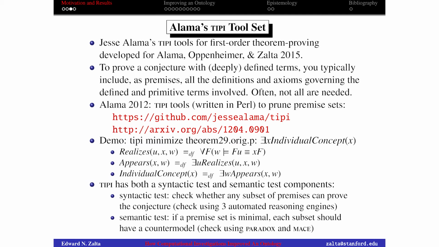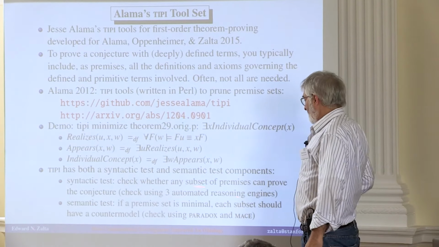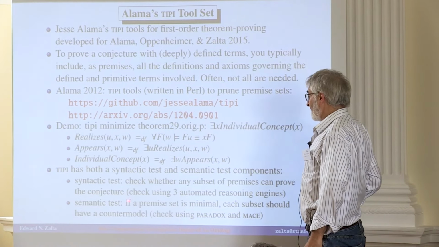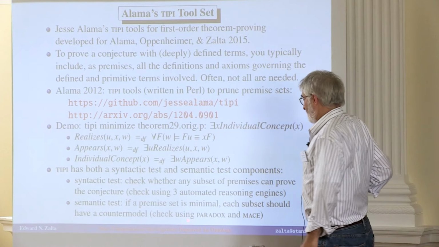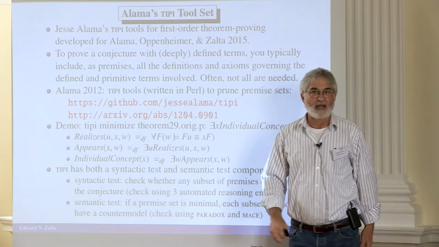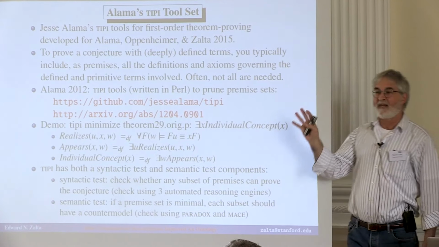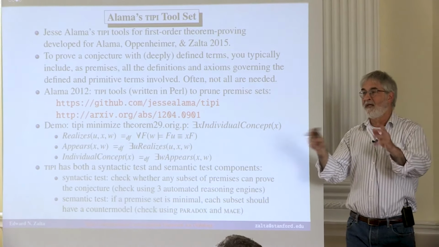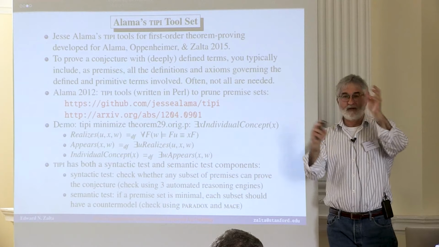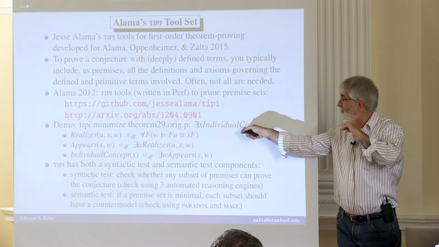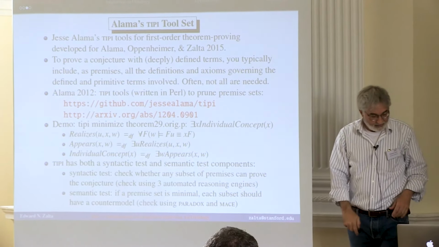So Jesse's program is really worthwhile. If you want to see the source file, I'd be happy to show it to you. But anyway, he developed both a syntactic and a semantic test: check whether any subset of the premises can prove the conjecture, and then check that a premise set is minimal, in that each subset in fact leads to a counter model. Everybody see how that works? It's a really nice command line interface. If you know a little Unix, you know how to run the terminal command in a Unix environment. You can download Jesse's tools. There's the URL right there.